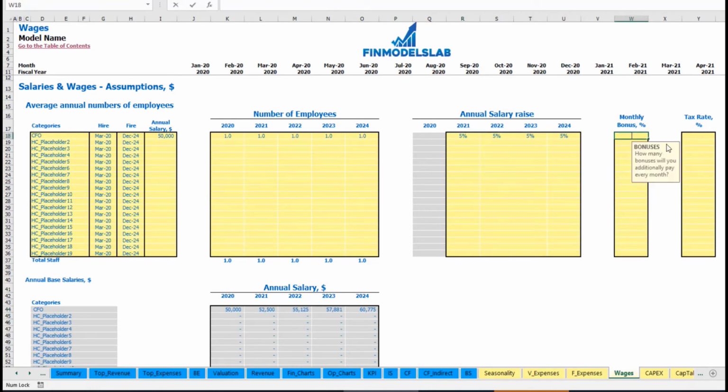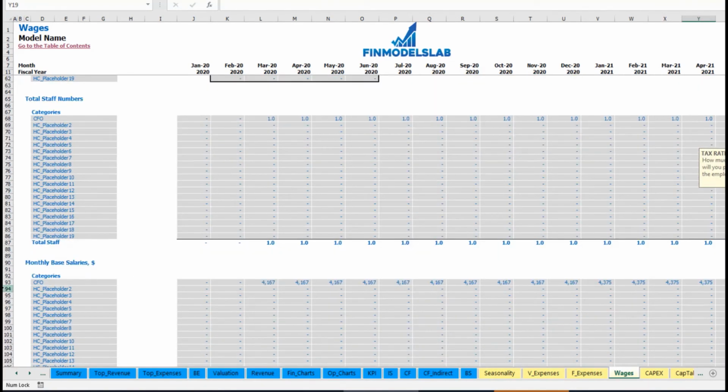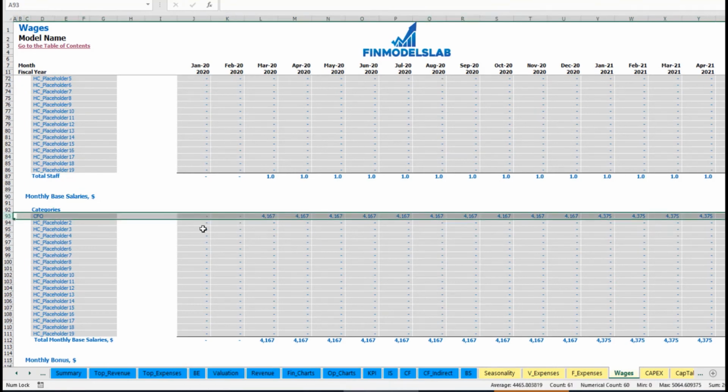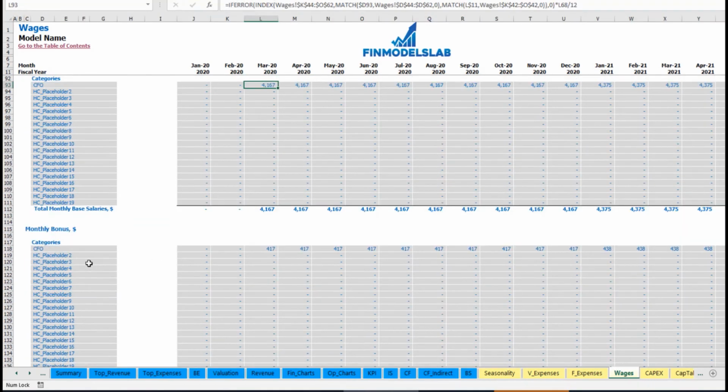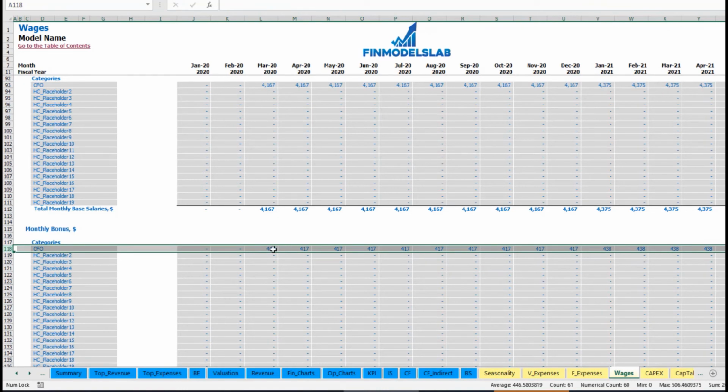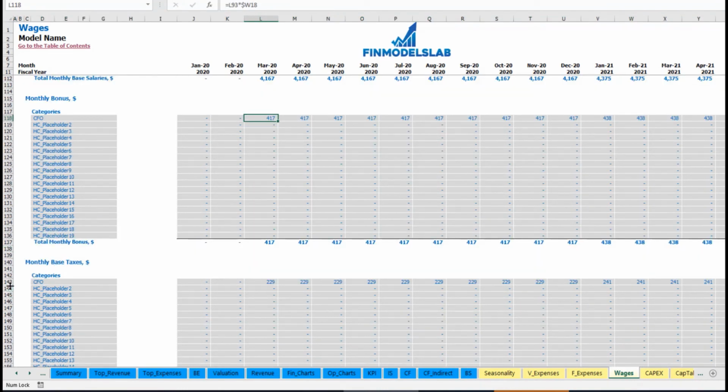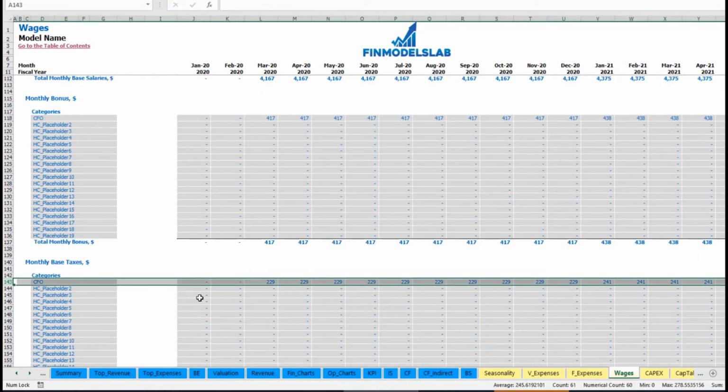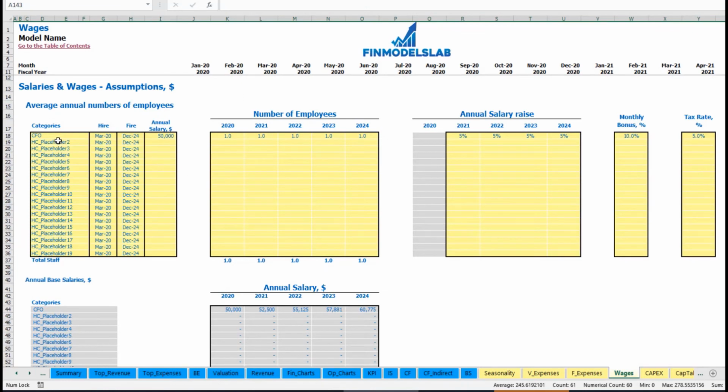Let's set up 10% monthly bonus and 5% of tax rate. So you may see below the calculation of salary broken down by months, monthly bonus, which is 10%, and 5% of monthly taxes related to the payroll.